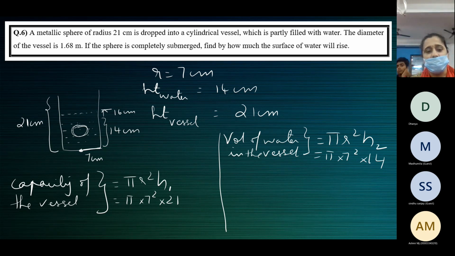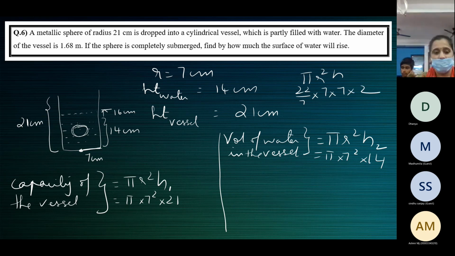The volume of the solid which is dropped. See, when you drop the solid inside the vessel, the solid has a different shape, but its volume will be equal to pi r square h, where pi is 22/7, r is 7, and h is 2. Why did the height of the water increase by 2 centimeters? Because the object was dropped in. So that height 2 relates to the solid.